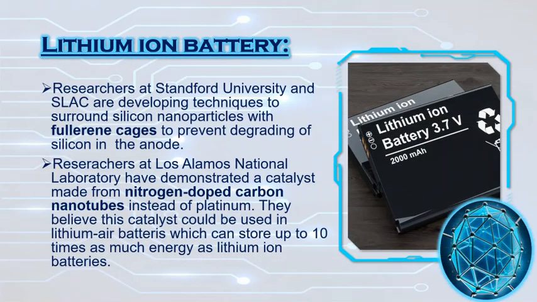Lithium-ion batteries. One of the drawbacks of lithium-ion batteries is the degradation of silicon. So researchers at Stanford University and SLAC are developing techniques to surround silicon nanoparticles with fullerene cages through endohedral modification to prevent the degrading of silicon in the anode. Moreover, researchers at Los Alamos National Laboratory have demonstrated a catalyst made from nitrogen doped carbon nanotubes instead of platinum, which we know is expensive. They believe that this catalyst could be used in lithium air batteries, which can store up to 10 times as much energy as lithium ion batteries.